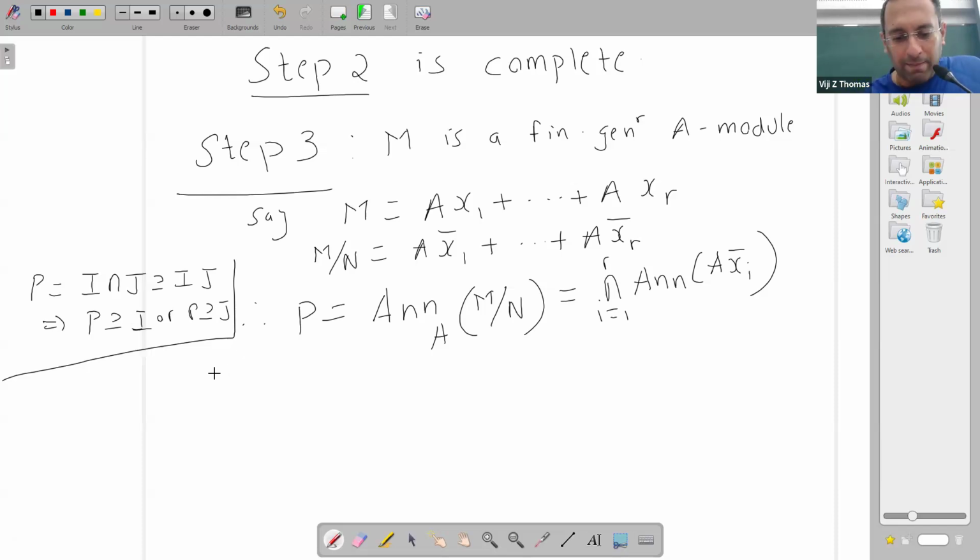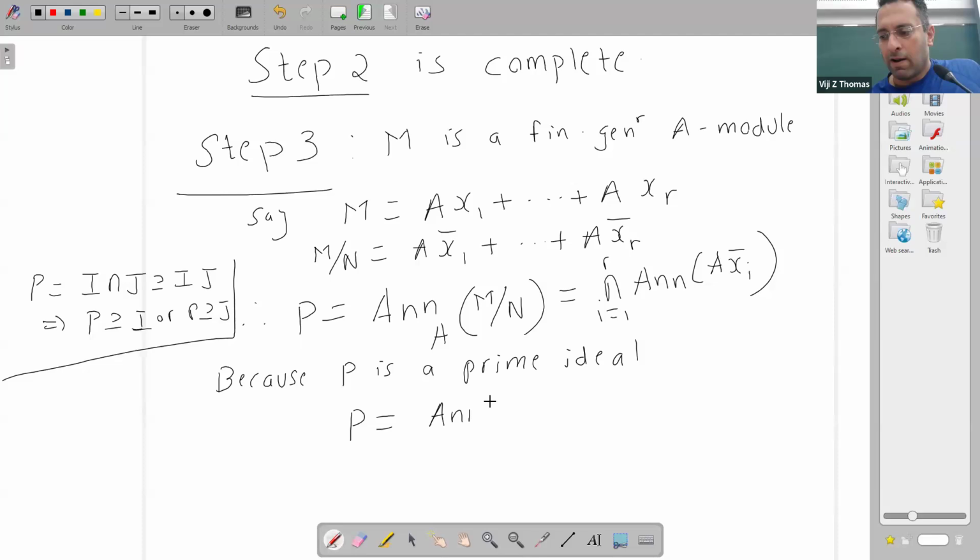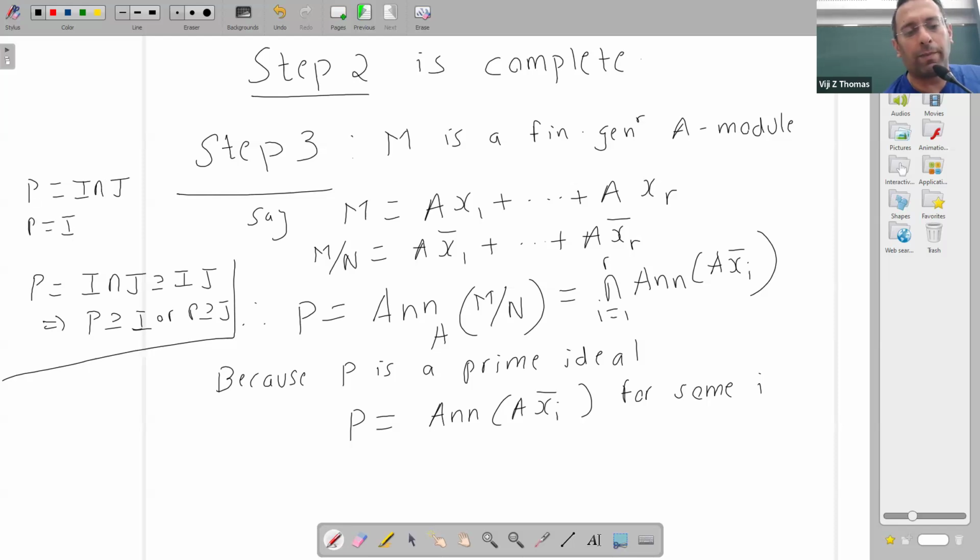So because P is a prime ideal, P equals the annihilator of AXI bar for some I. Okay. So what I wanted to take from here is if P is an intersection of two ideals, then P has to be equal to I or P equal to J, and we gave the proof down here. Okay, so this is what we are using. So P is this.